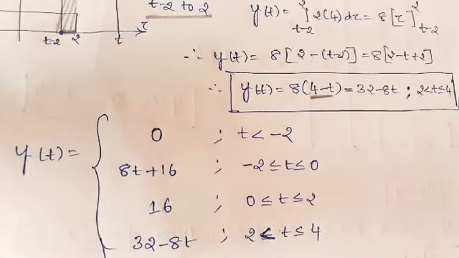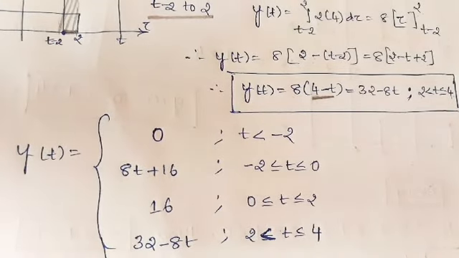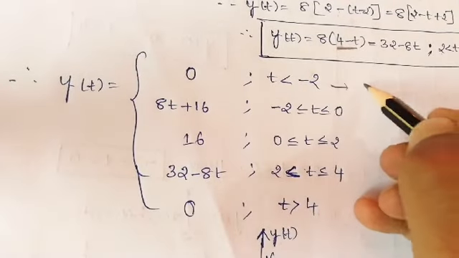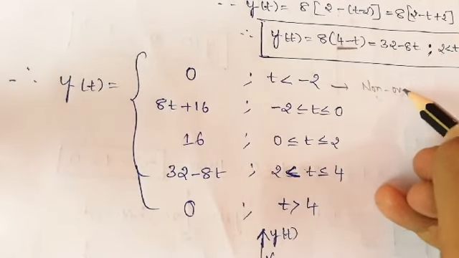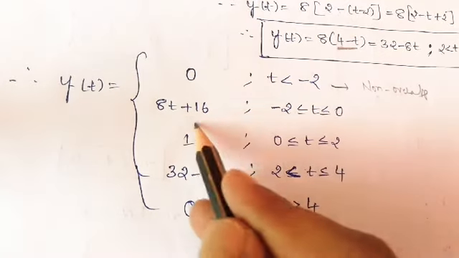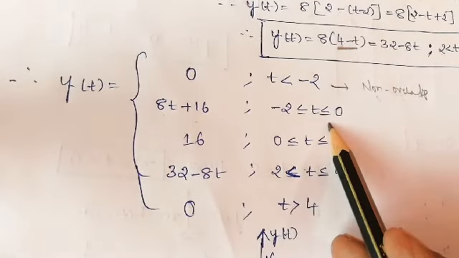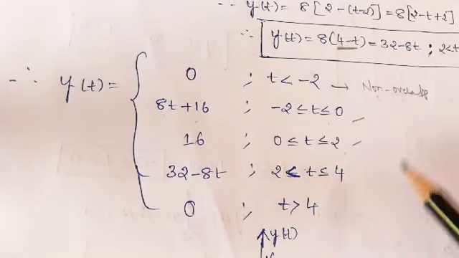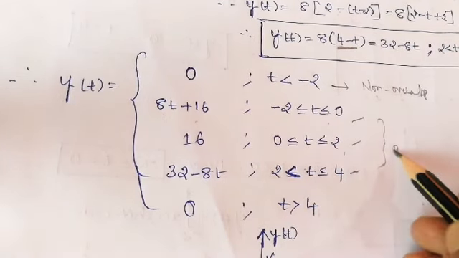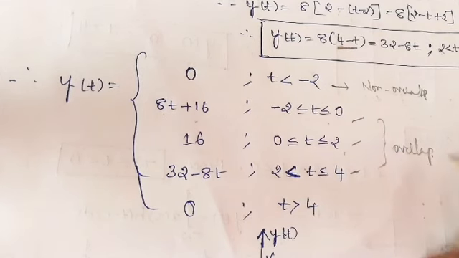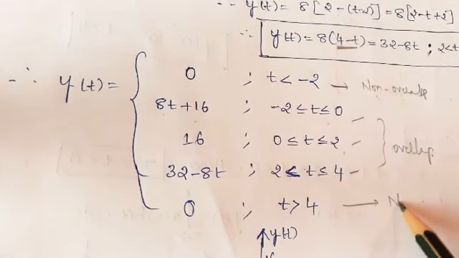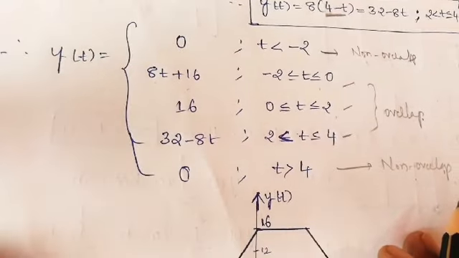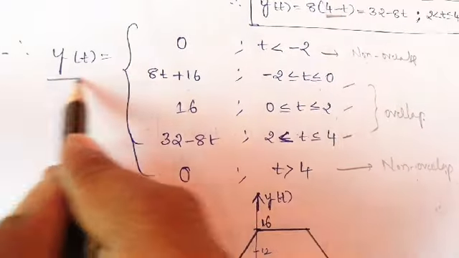Now in short we will put all the cases in one equation, that is y of t equals: zero for non-overlap, next 8t plus 16 for this duration, next 16 for this duration. These are the overlap cases. Next it is also non-overlap. This is the answer. Now we are going to sketch the result y of t.